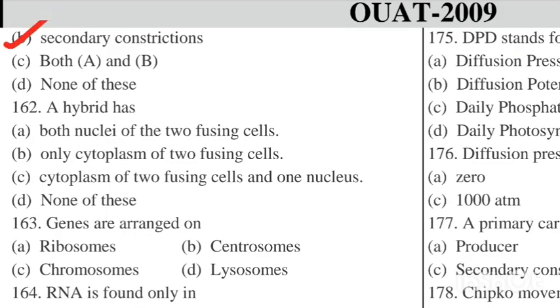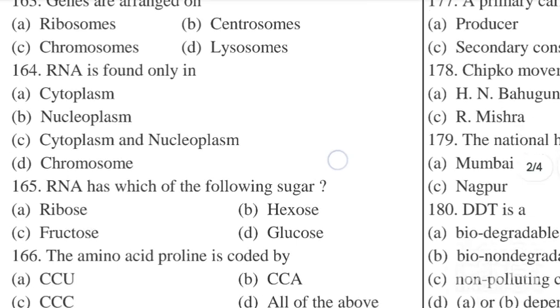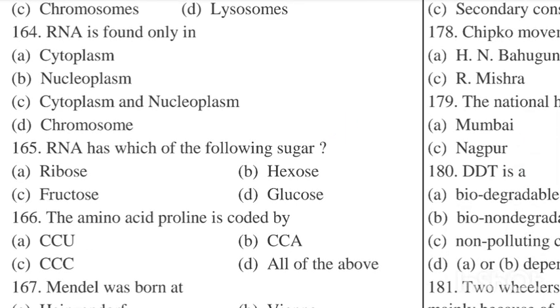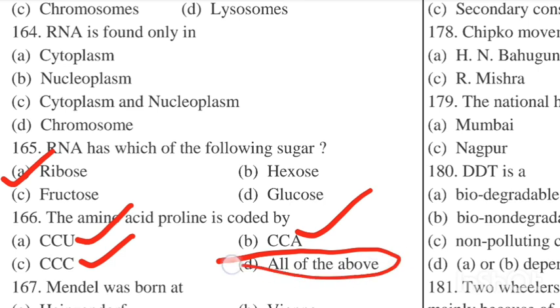Next question, a hybrid has, question number 162, a hybrid has both nuclei of two fusing cells. Genes are arranged on chromosomes. Next question, RNA is found only in, so RNA is found only in ribose. Next question, the amino acid proline is coded by, so proline is coded by CCU, CCC and CCA. So the answer is all of the above.